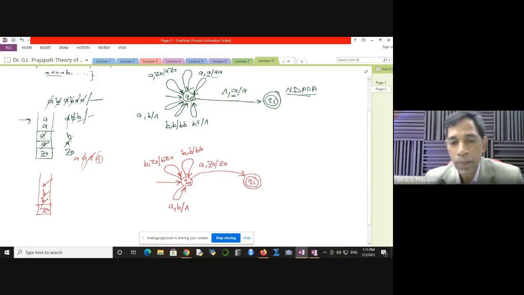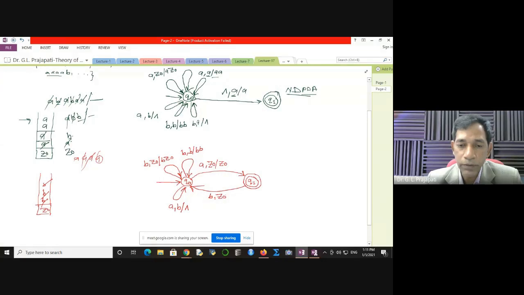This is the situation. So whenever you are at the state Q1 and your input can be B. Once you are at the state Q1 and input is B and top is Z0, this means what? Your input is B and top is Z0.